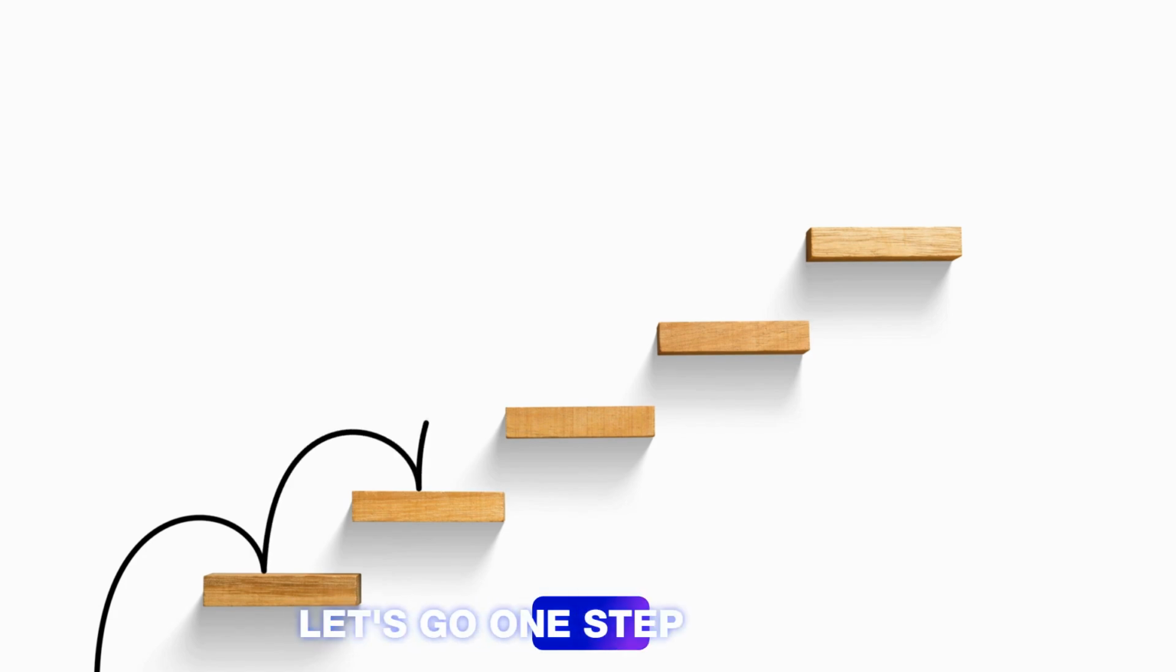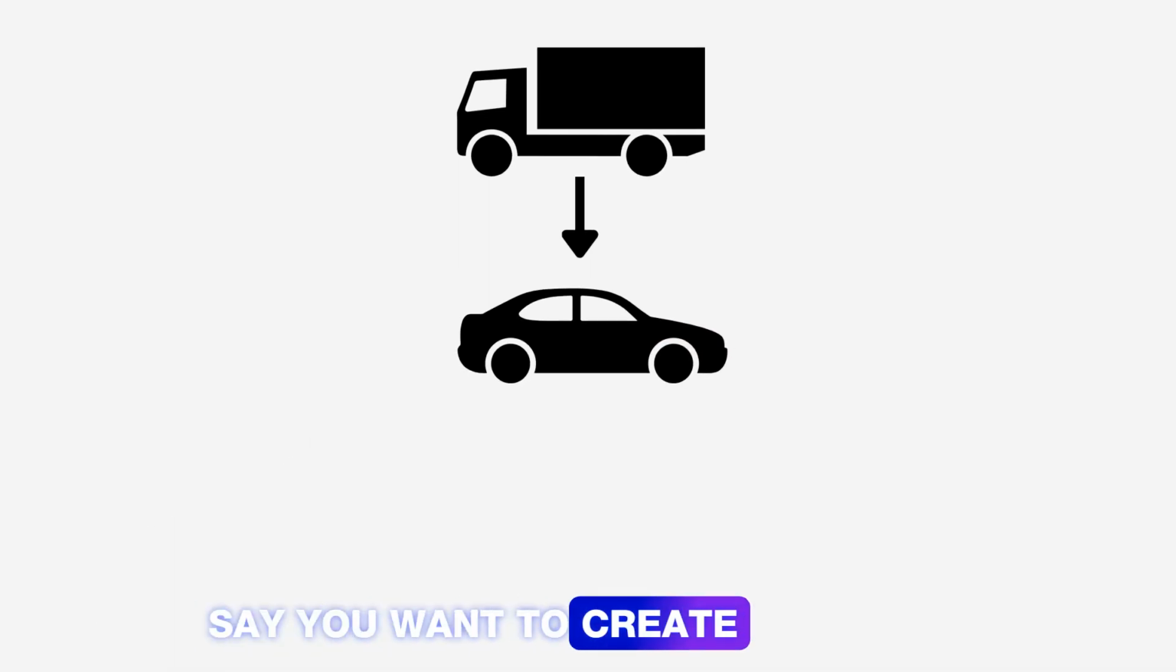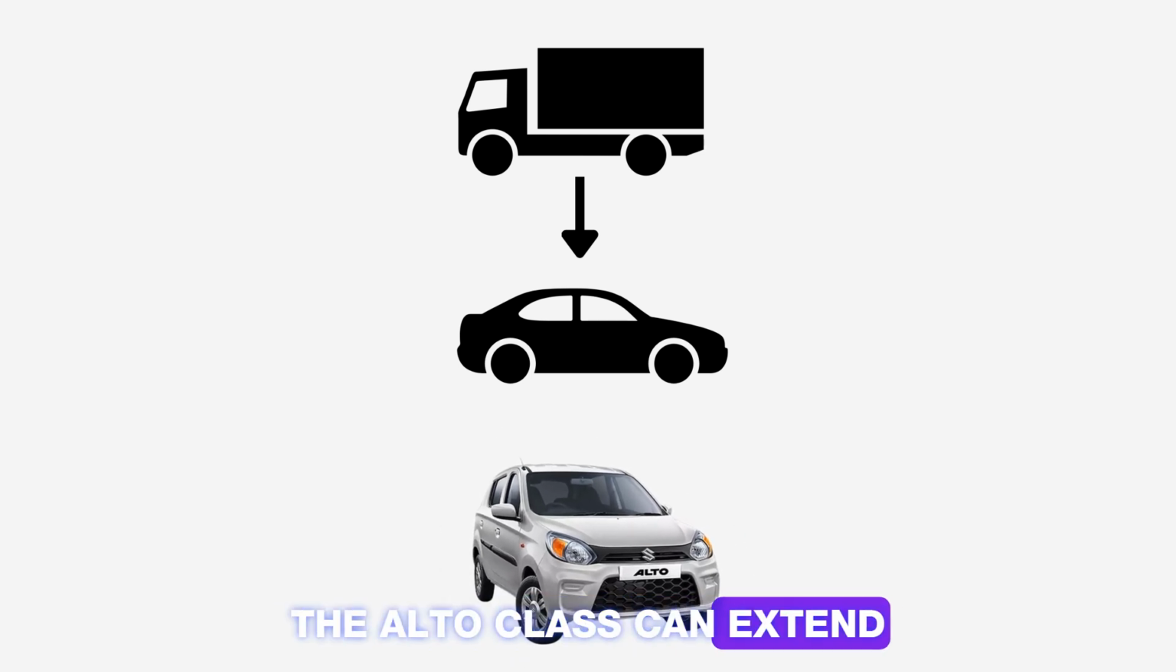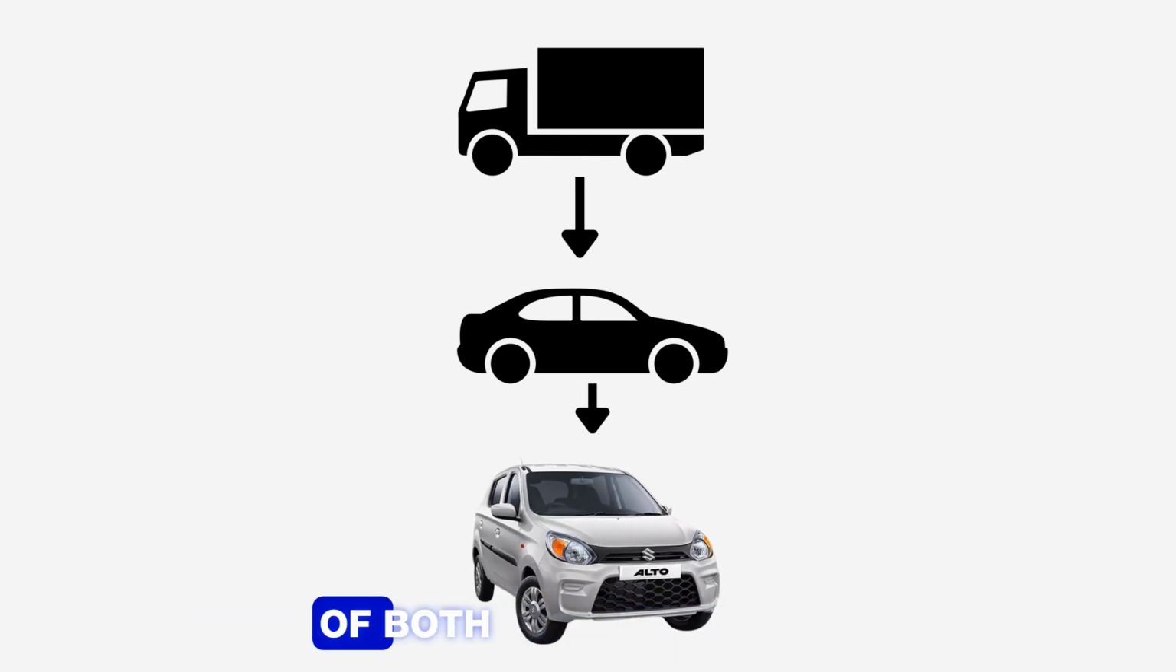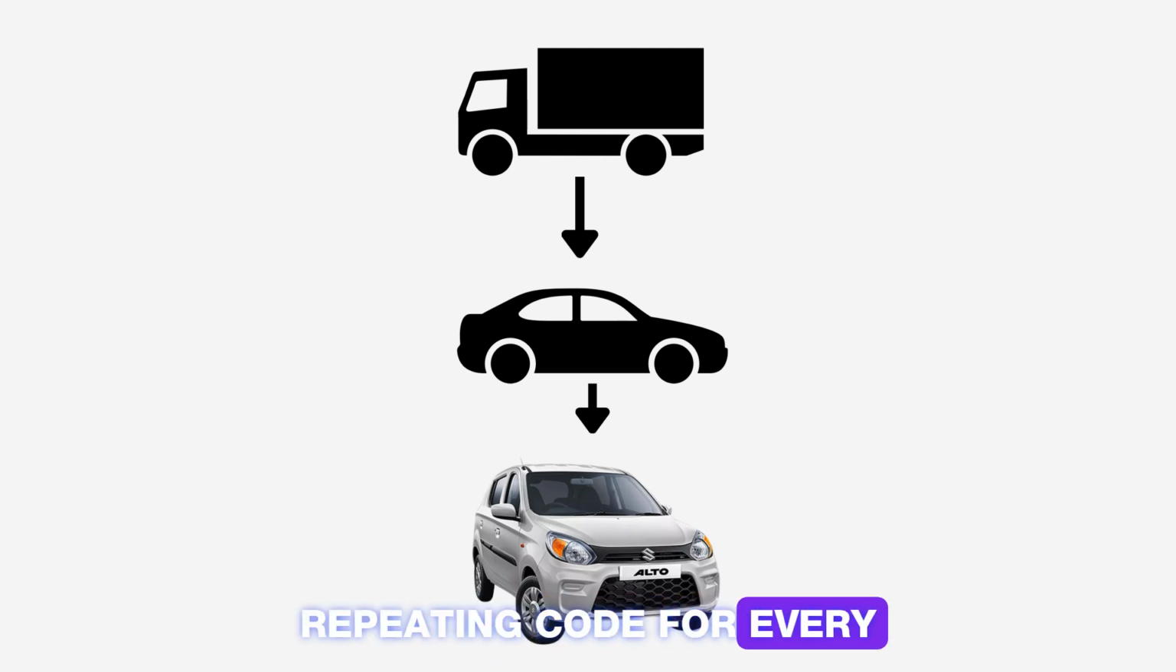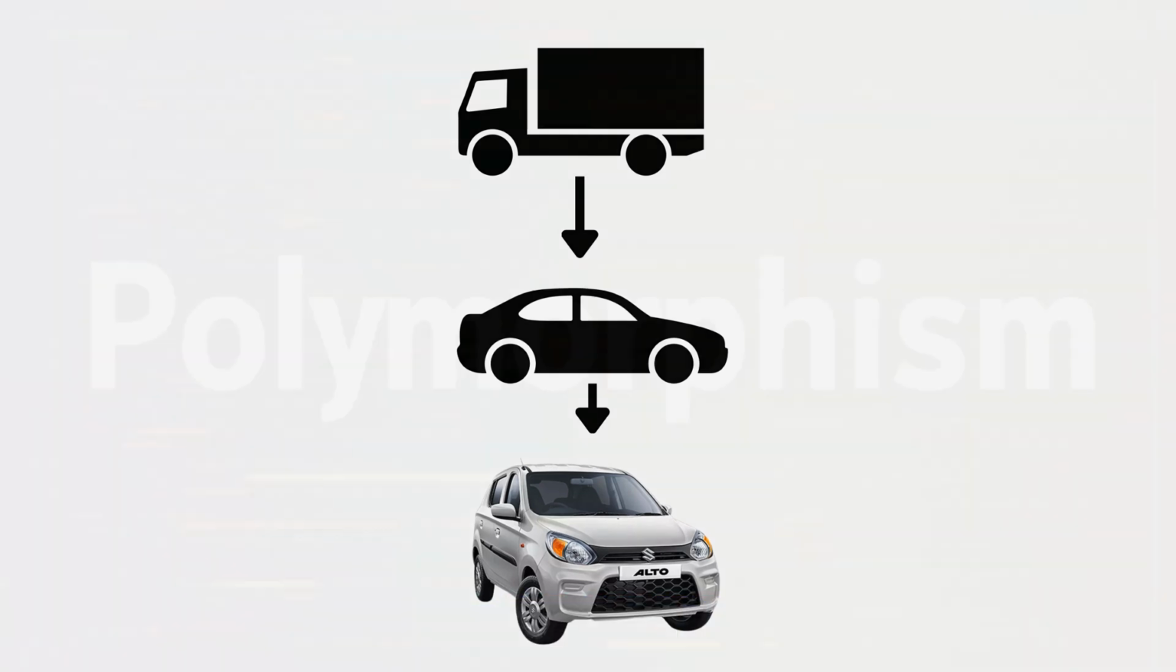Now, let's go one step further. Say you want to create a specific type of car, like an Alto. The Alto class can extend car and inherit all the properties of both car and vehicle. You can then add Alto-specific features, like its mileage. See how this builds a hierarchy? It's organized and avoids repeating code for every type of vehicle you want to create.